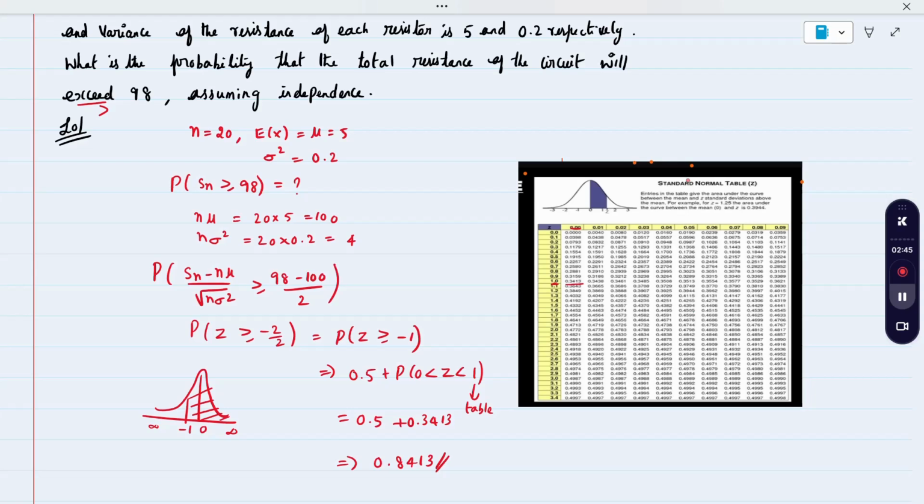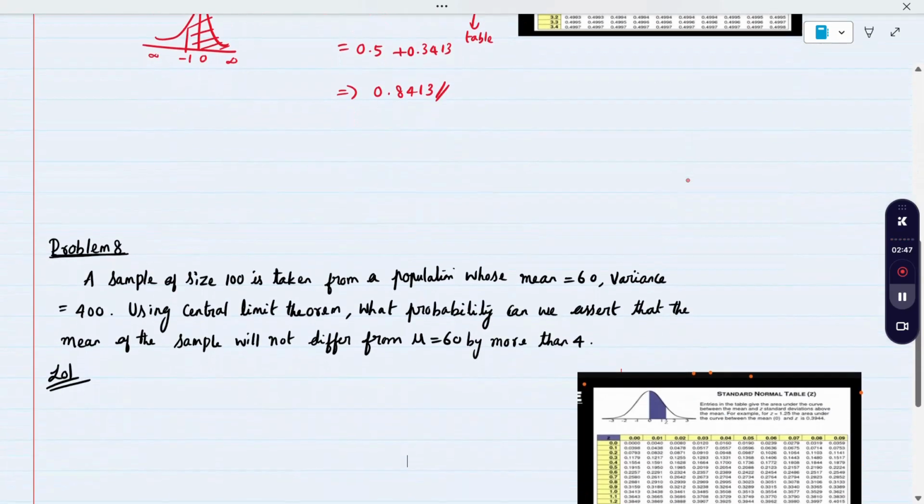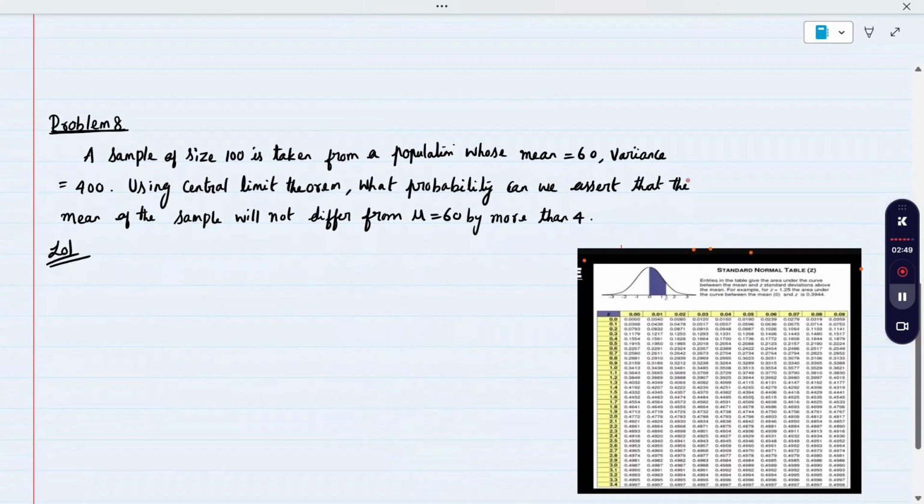Okay, the last question in the central limit theorem. Problem 8: a sample of size 100 is taken from a normal population whose mean is 60 and variance is 400. Using the central limit theorem, what is the probability that the mean of the sample will not differ from the mean mu equal to 60 by more than 4? That is why I have taken this question. At the end it is given in a different format. First I will write the given data.